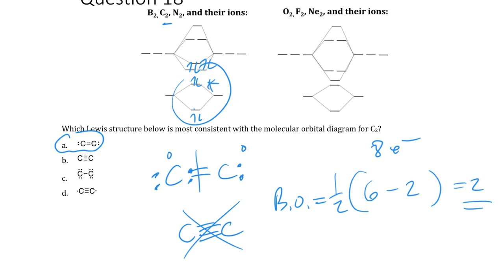So I'd say something like this is the most consistent picture of C2 with its MO diagram. All right, guys, that's activity 11. Again, a 2-week activity that kind of goes through the full range of chapter 9 for preparing for midterm 3. Thanks for the attention.